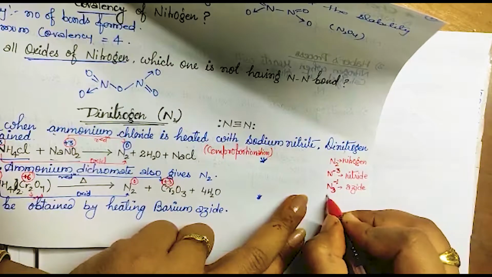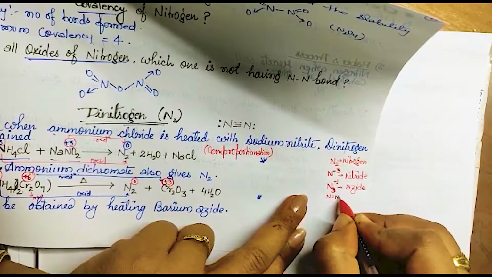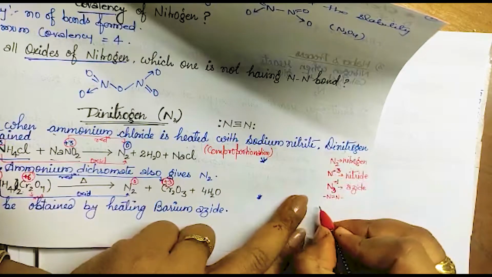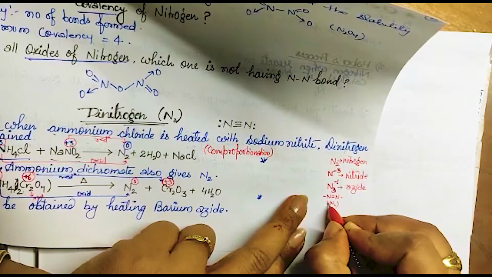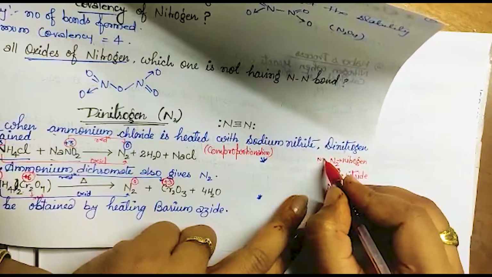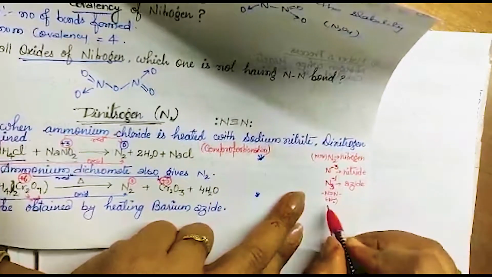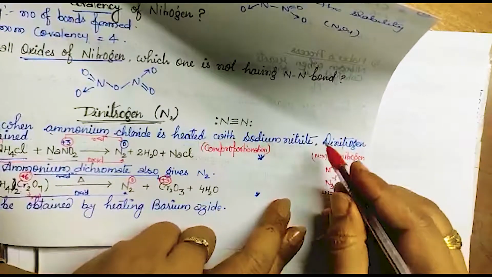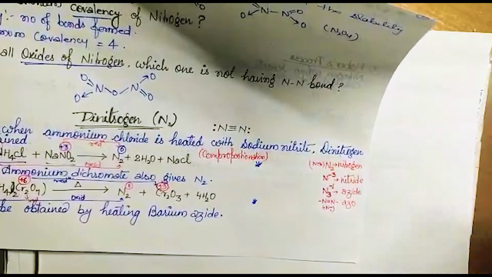And one more, if N is attached with another N with double bond, here also N2, this is also N2, but what is the difference? This is N triple bond N. Yes, and this is N double bond N. Then it is called azo. This is the common point that you have to keep in your mind.